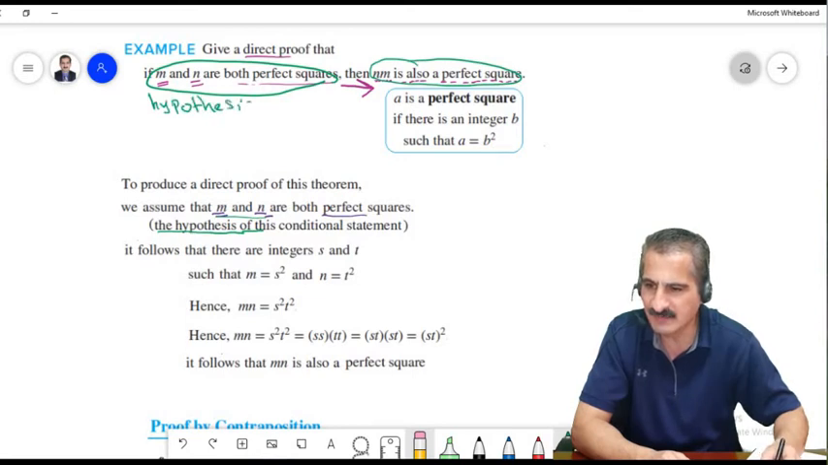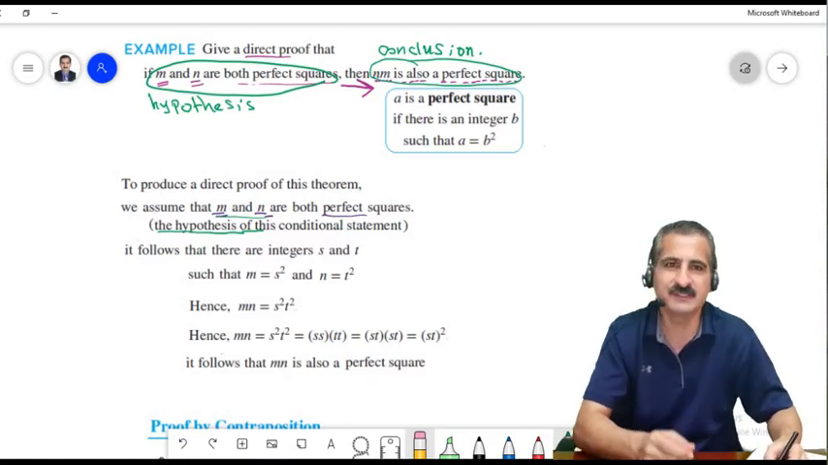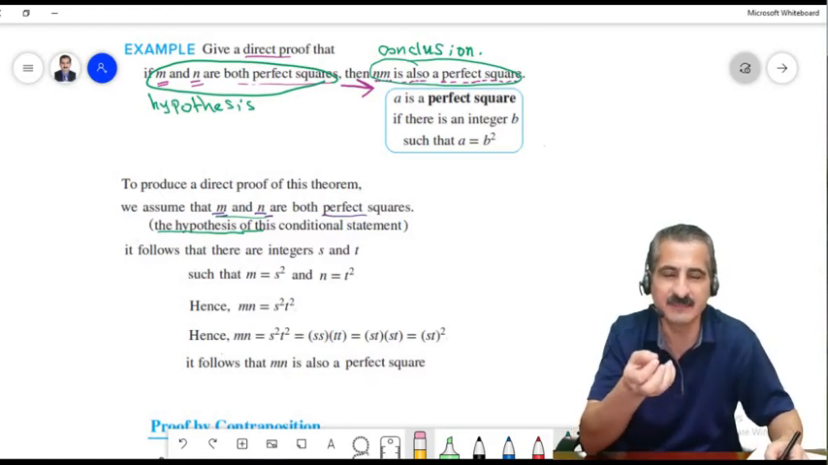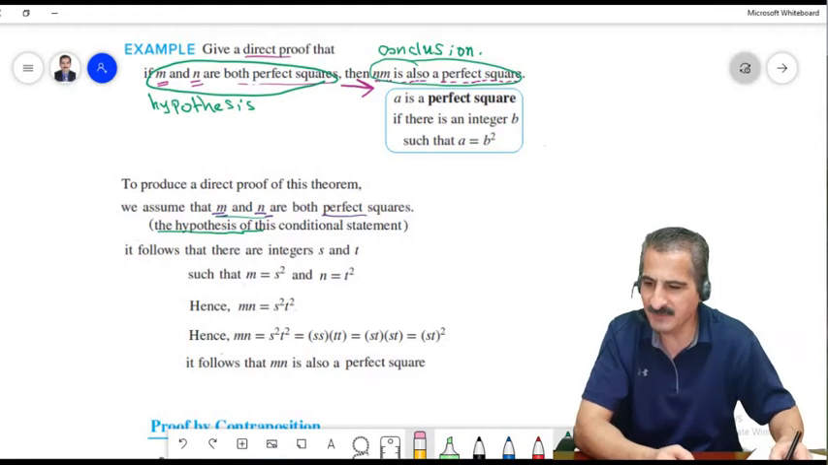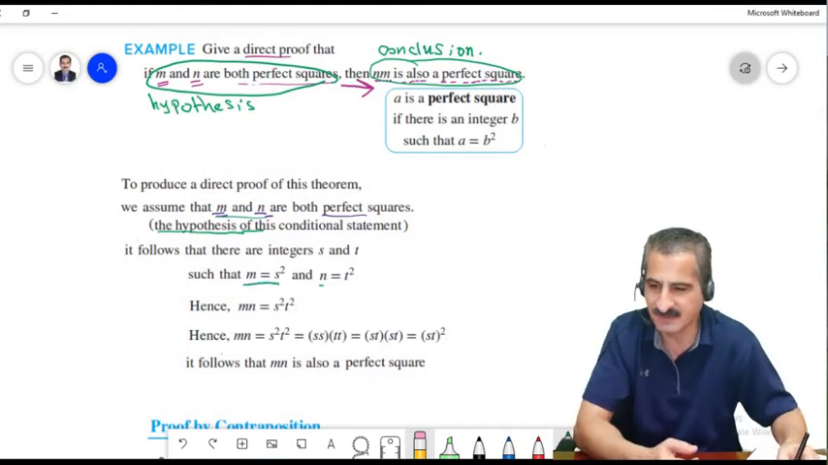Hypothesis gives the conclusion. And we want to work a direct proof for that. Okay, so we start with the hypothesis, having m and n, each of them being a perfect square. That means m is the square of s for some s, and n is the square of t for some t. That's what we are assuming.